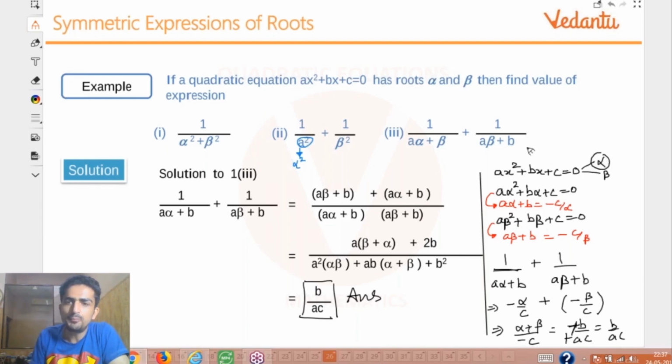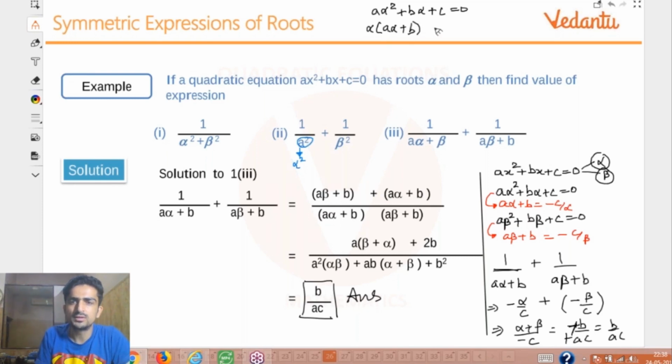When I take alpha and put it in the place of x, this equation will become 0. Similarly, beta is root. So it satisfies. When I put beta in place of x, equation will become 0. I'm not using sum or product. I'm just using root satisfies equation. Now, if a alpha square plus b alpha plus c is 0, clearly taking alpha common from first two terms and taking c to right hand side, we get a alpha plus b equal to minus c by alpha. Similarly, from second equation I got a beta plus b equal to minus c by beta.